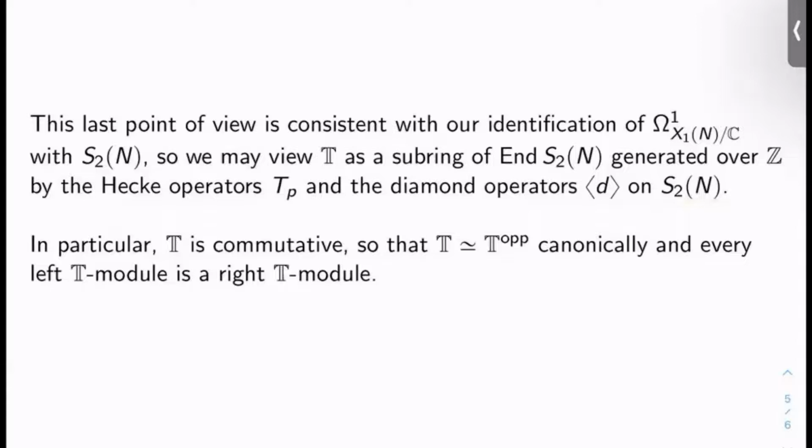Now, because you can view T as a subring of endomorphisms of S_2(N), T must be commutative because all these guys commute with each other. And so in particular, T is just canonically isomorphic to T^op, and every left T-module is a right T-module. And so T is actually a fantastic little algebra once you view it as an algebra of operators on S_2(N). Okay, so next time we will push towards connecting this concept, the concept of the Hecke algebra, to modular abelian varieties. So I'll see you then, and thanks for watching.